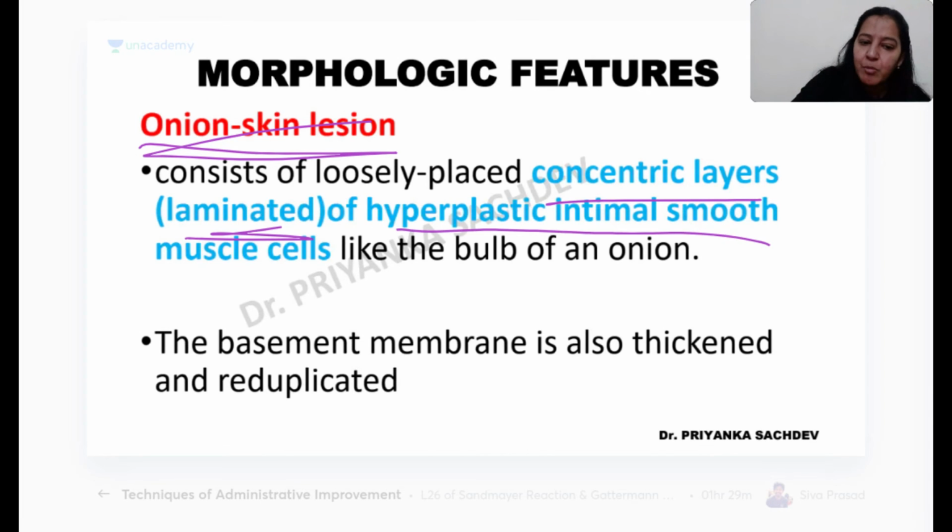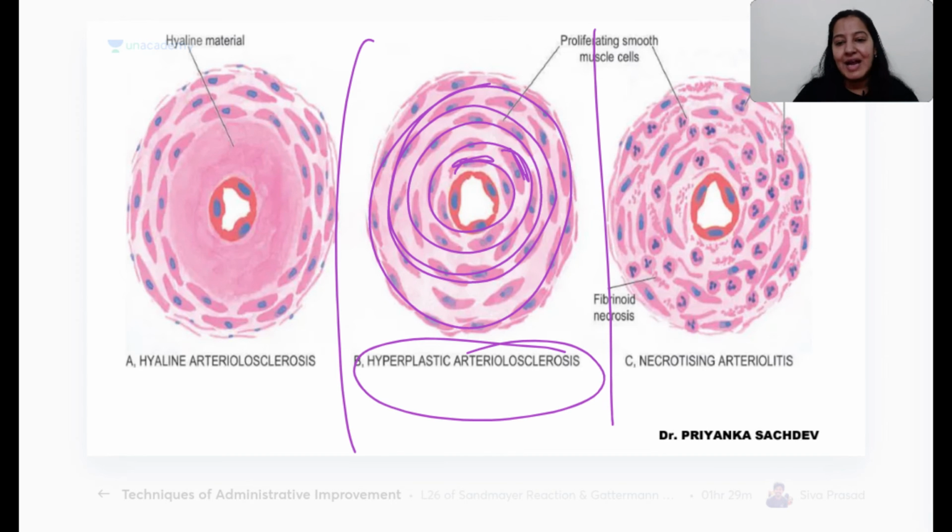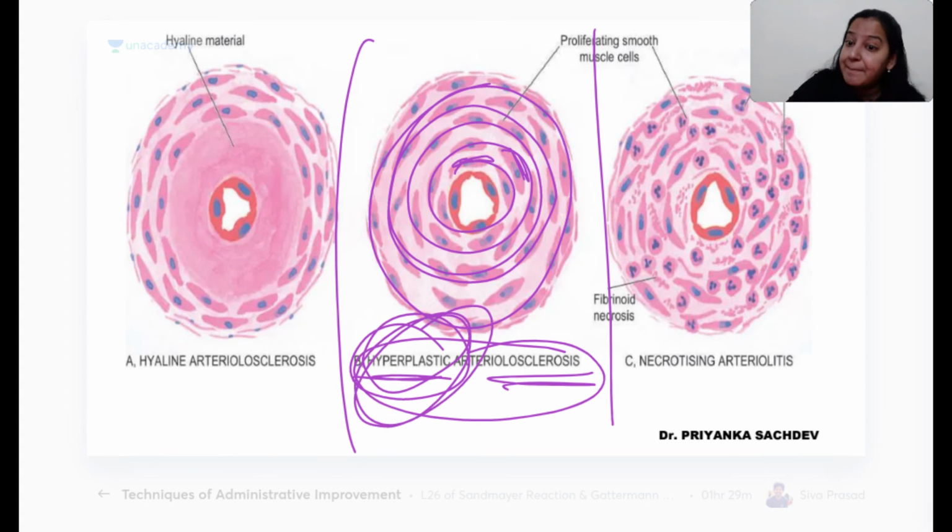By hyperplastic smooth muscle cells. Hyperplastic smooth muscle cells of the media. So that is malignant hypertension. It is known as hyperplastic arteriosclerosis because smooth muscle cells are showing hyperplasia and they are arranged in concentric layers. They are showing hyperplasia. That's why it is known as hyperplastic arteriosclerosis.